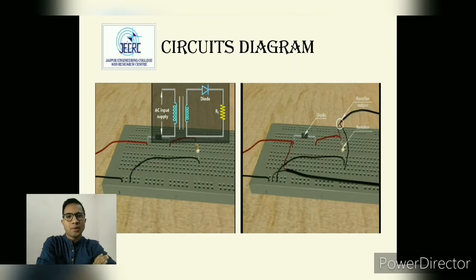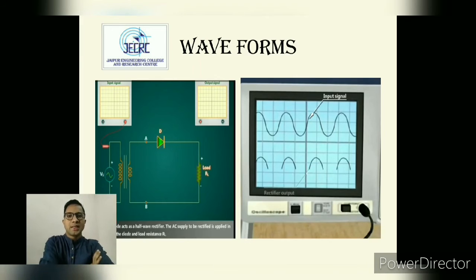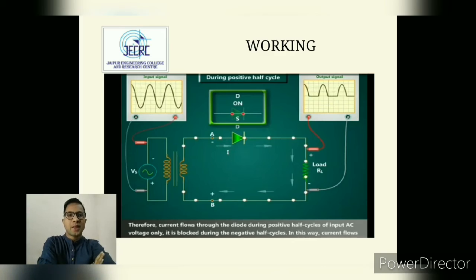This is the circuit diagram of the half-wave rectifier. Here we are using a PN junction diode, load resistor, and a step-down transformer. This is the circuit diagram with its output waveform. Here in this diagram, we are showing both the input and output waveforms, with the circuit in the on condition.